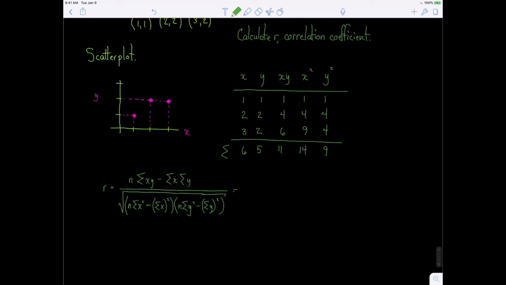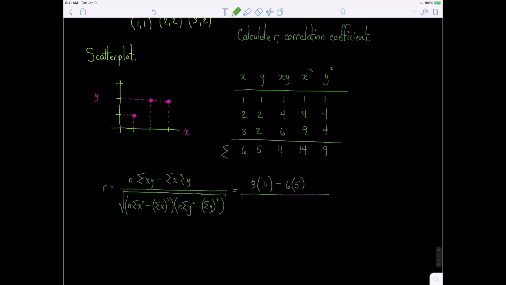Bring our square root out. And here we go, let's calculate this. So n we said is 3. The sum of the xy's is 11, minus the sum of the x's, that's 6, times the sum of the y's, which is 5.